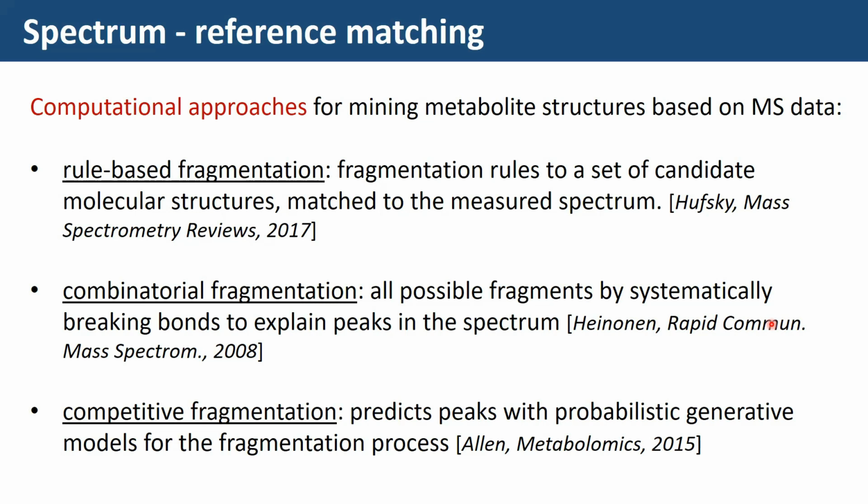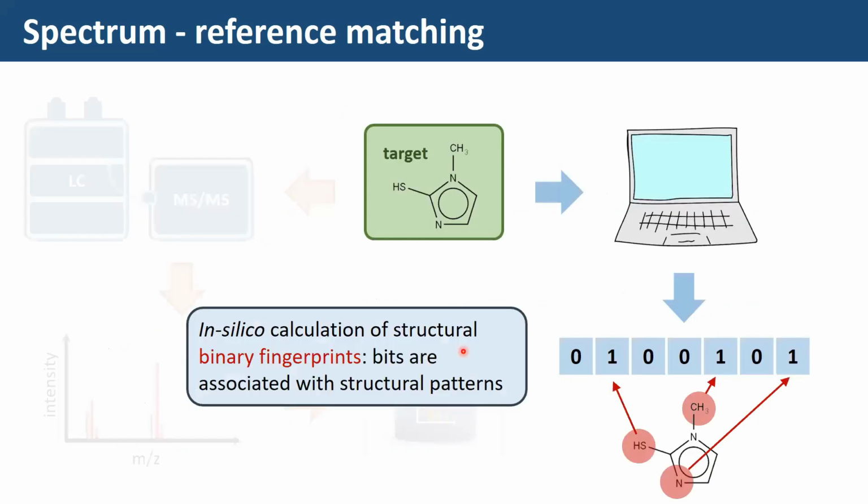Then you have combinatorial fragmentation, where you have a lot of possible fragments which are systematically calculated by breaking bonds. Or you have competitive fragmentation, which tries to predict the peaks with a probabilistic generative approach for the fragmentation process. Besides all these approaches, there is another one, which implies the use of machine learning and chemometrics in this case, because here we deal with chemical data.